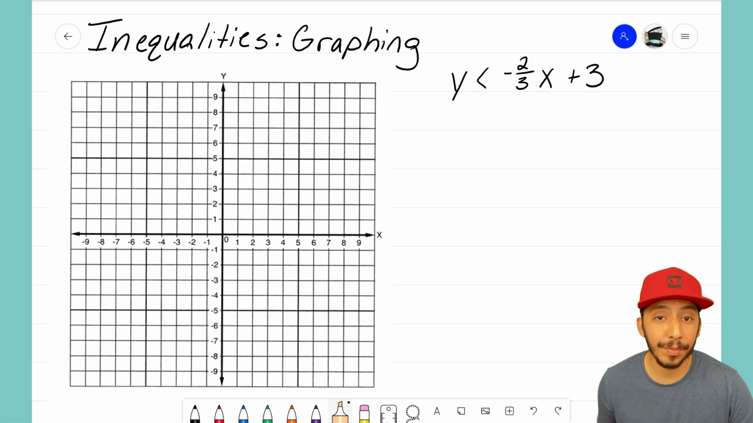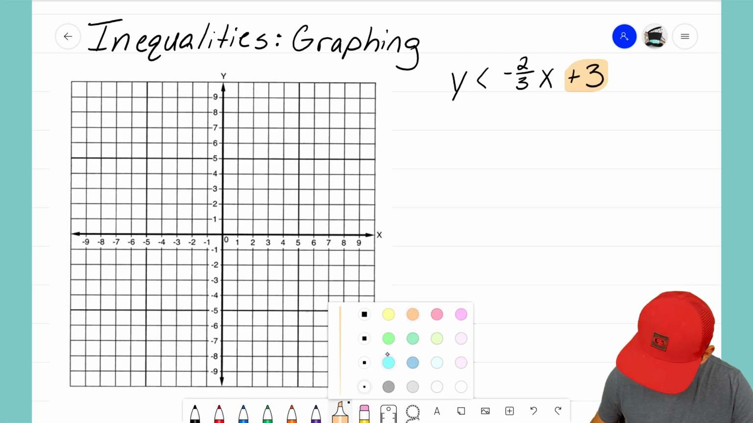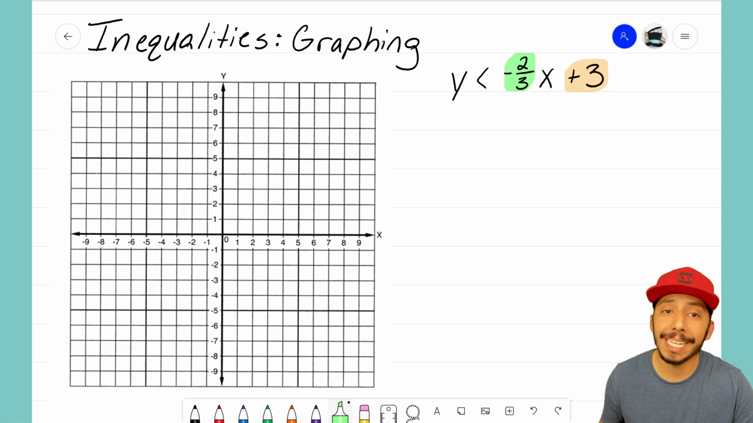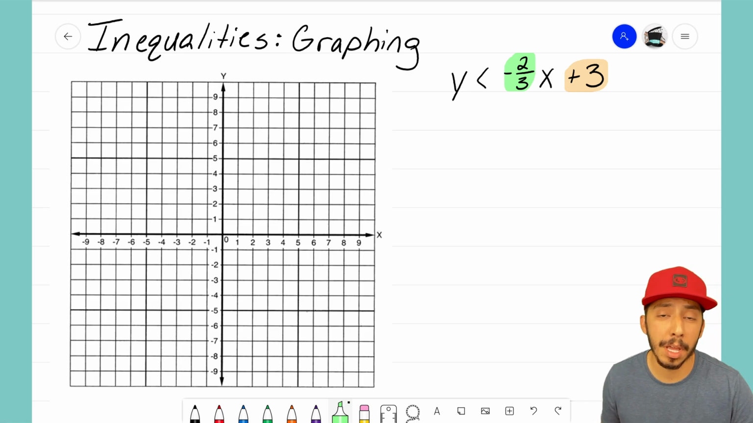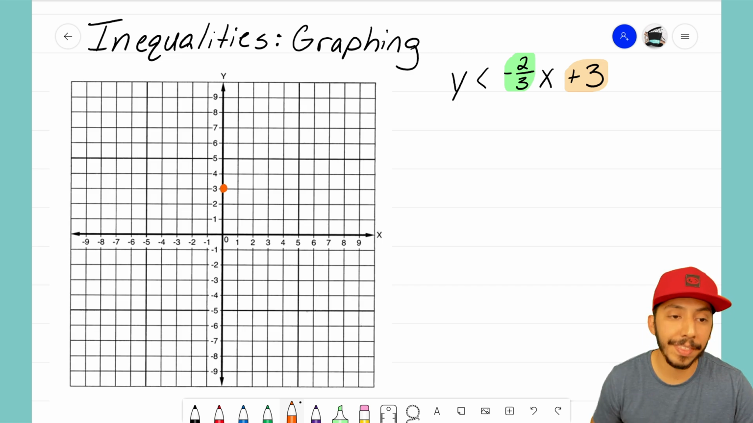Well, the two things we're going to need for this graph are our starting point and our slope. I've highlighted those two key pieces of information for us. Remember, we're just graphing a line. Hopefully this is review at this point. The positive 3 there at the very end is my starting point. So on my axis, I go up on the y to positive 3 and make my point there. That's where the graph starts.